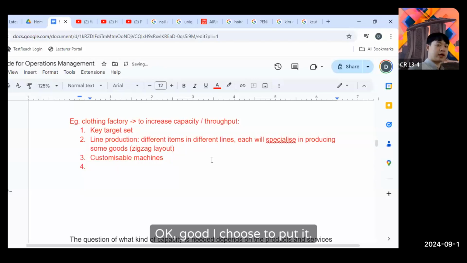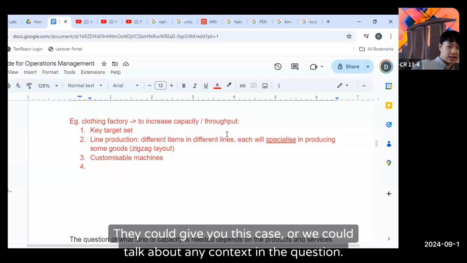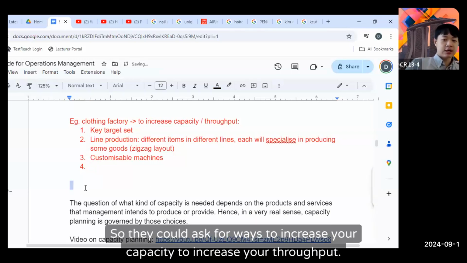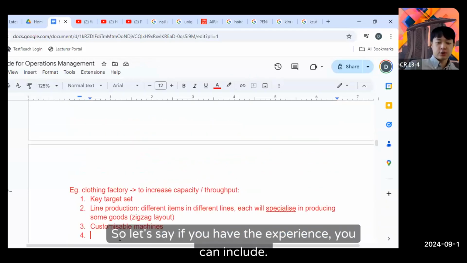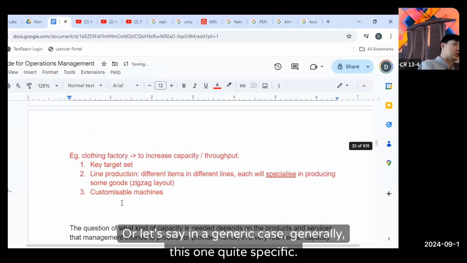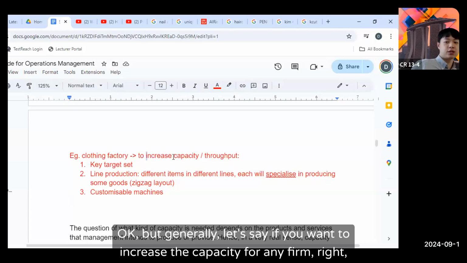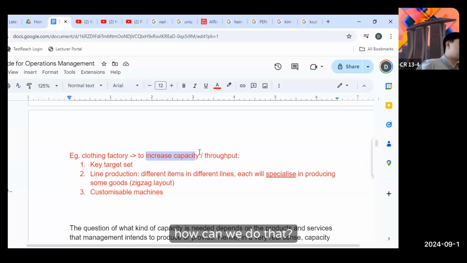Thank you, you shared so much. Okay, so this one is an example. They could give you this case, or we could talk about any context in the question. They could ask for ways to increase your capacity, to increase your throughput. If you have the experience, you can include it. But generally, if you want to increase the capacity for any firm, how can we do that?